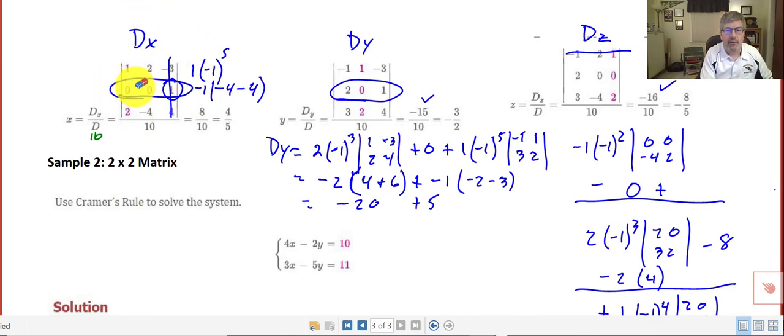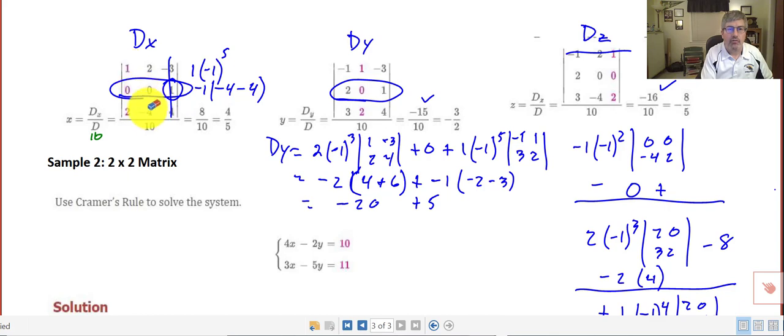And I've decided to expand across the second row again. So our signs are negative, positive, negative. But since these two values are 0 right away, the only one I have to do is the third column here, because these first two are 0. So my coefficient is 1. My sign is going to be negative, so it's going to be negative 1.